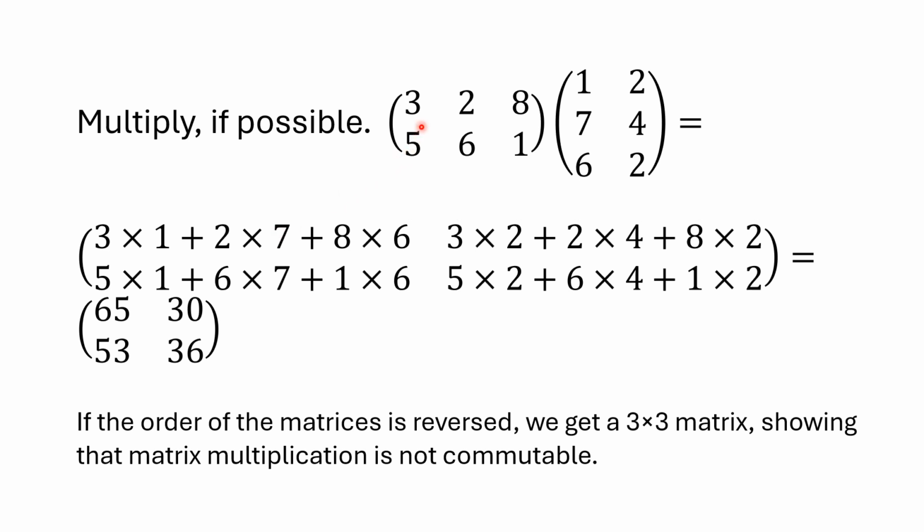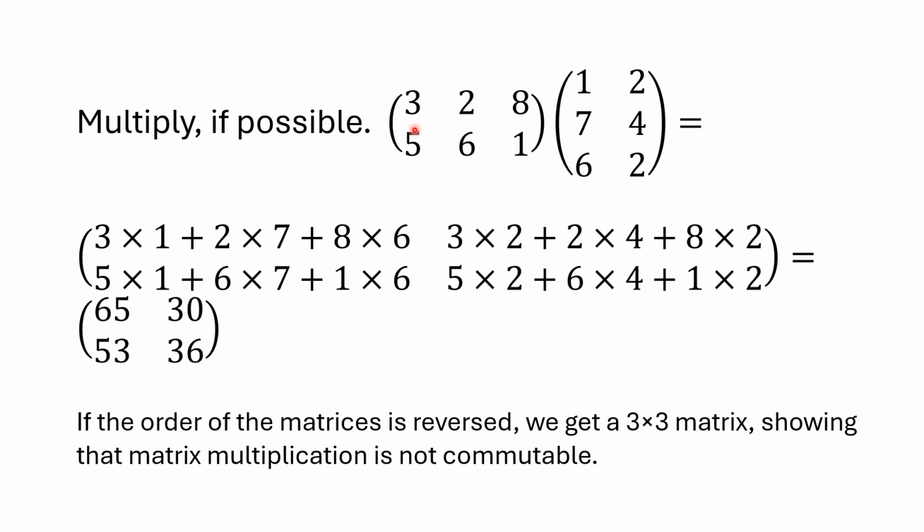So let's take the first row and impact it on the first column. 3 times 1 plus 2 times 7 plus 8 times 6. So we multiply an element from the first matrix and an element of the second matrix. In the first position, we multiply by the first position. The second position multiplies by the second position, the third position by the third position.